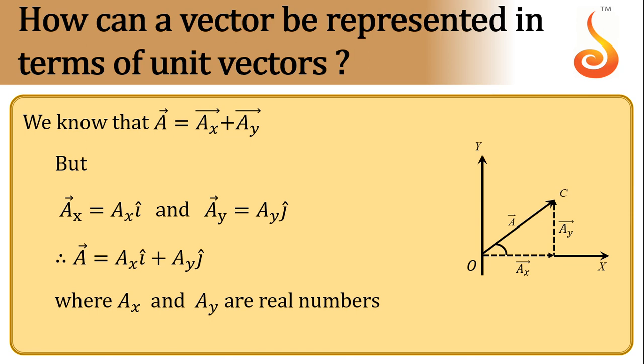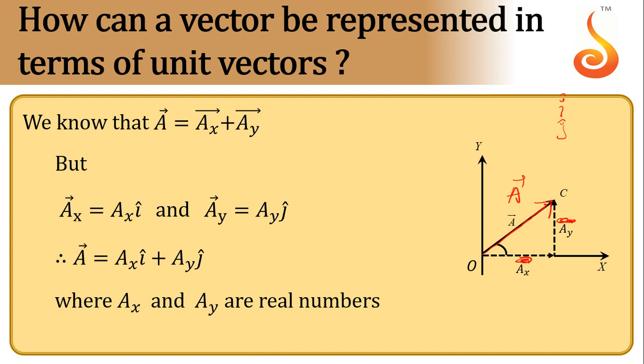How to represent a given vector in terms of unit vectors? A vector OC is given to you. That vector is A, and we have to represent it in terms of unit vectors, that is i and j.